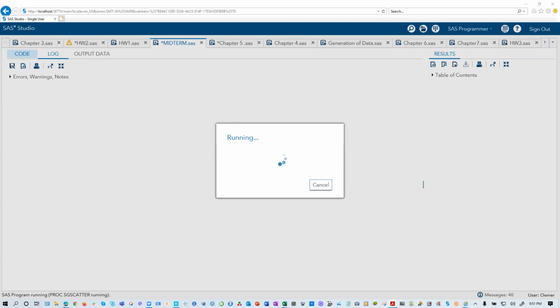I think I had the right one. It's going to go forever. Height, weight, diastolic, systolic, MRW, and cholesterol only. Sorry, I didn't see that one. I had the right one earlier.